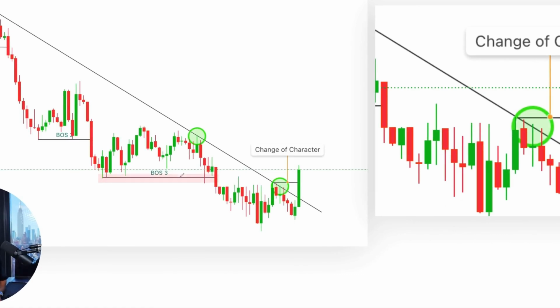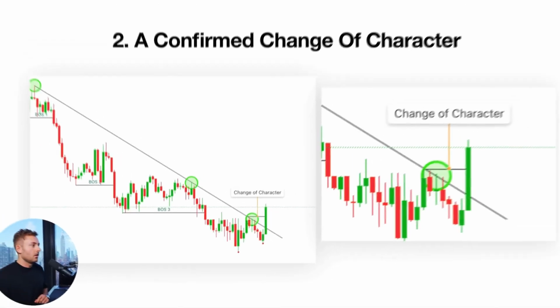So break of structures are in the current trend where we're having pushes producing lower lows or higher highs. And then once we fail to break a lower low in this case, and we have a push up over this contact point, that's what we call a change of character. And I need to have a confirmation of a change of character.